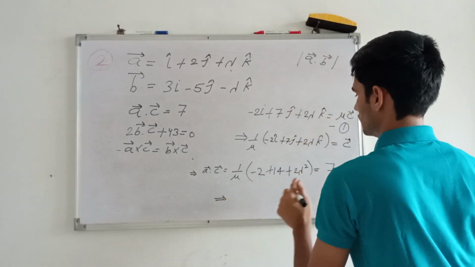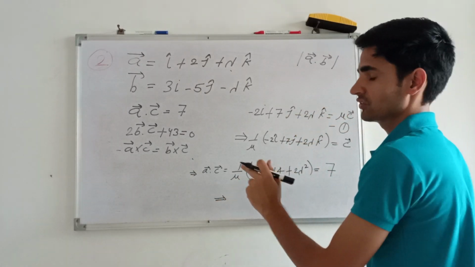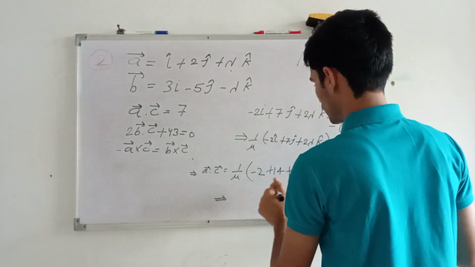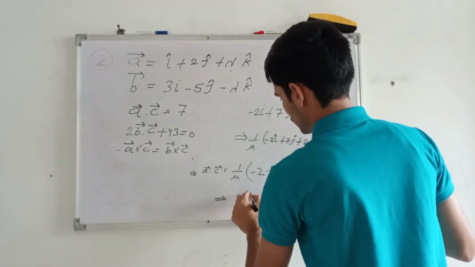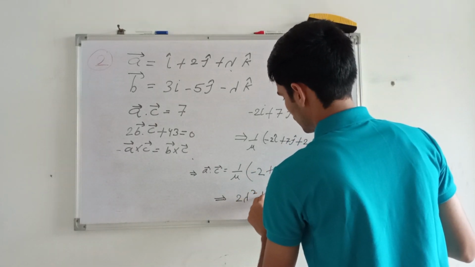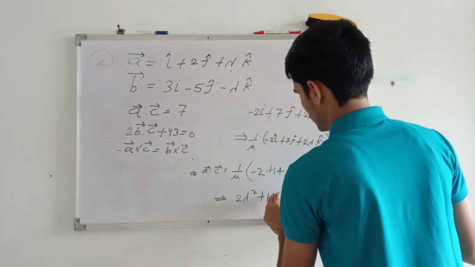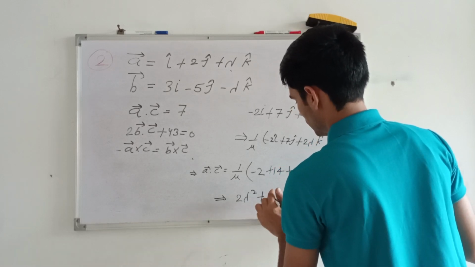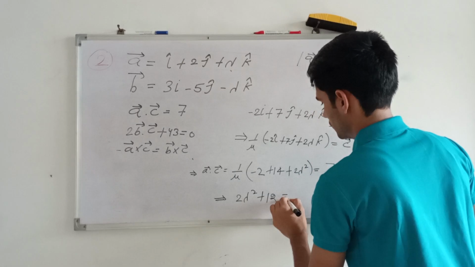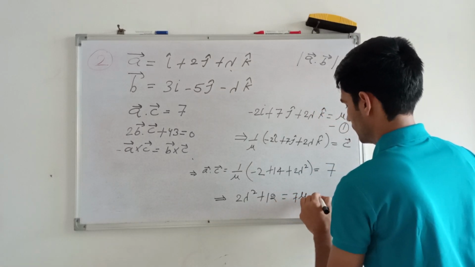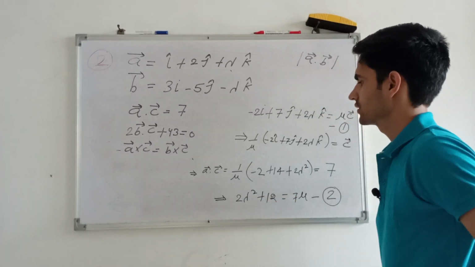Take this mu to this side, and 14 minus 2 will be 12 plus 2 lambda square. So we get 2 lambda square plus 12 is equal to 7 mu. This is equation number 2.